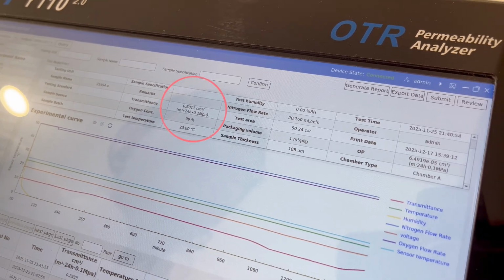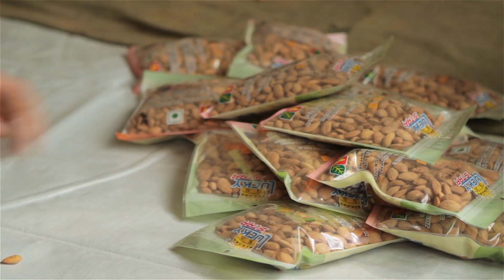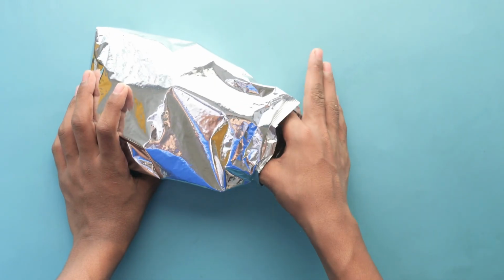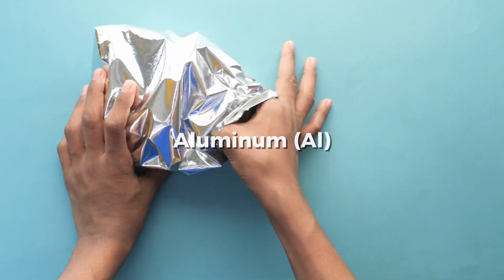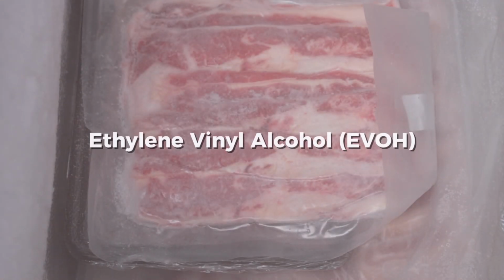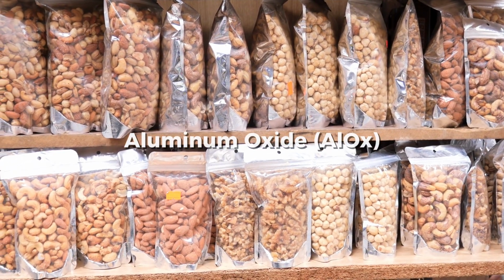A low O.T.R value indicates a strong barrier material, one that effectively prevents oxygen from entering the package and degrading the food or cosmetic product. Materials used in flexible packaging that typically achieve low O.T.R values include aluminum, ethylene vinyl alcohol, metallized films, and specialized coatings such as aluminum oxide.